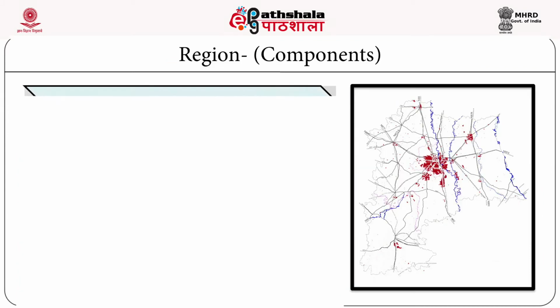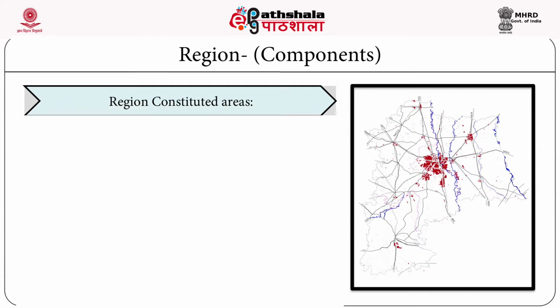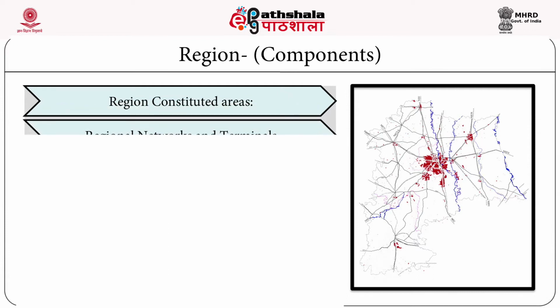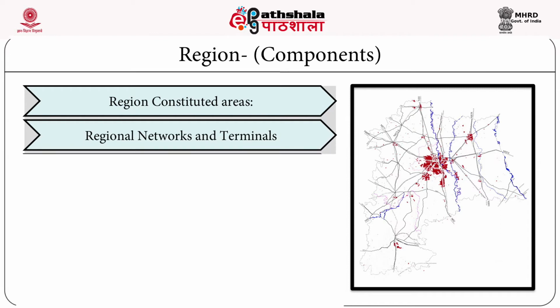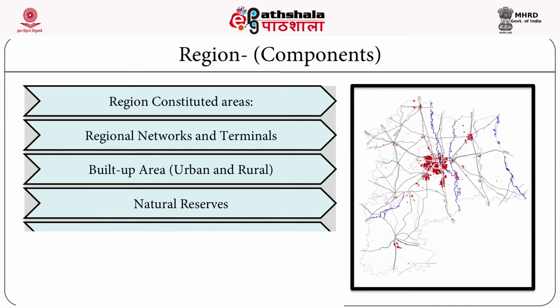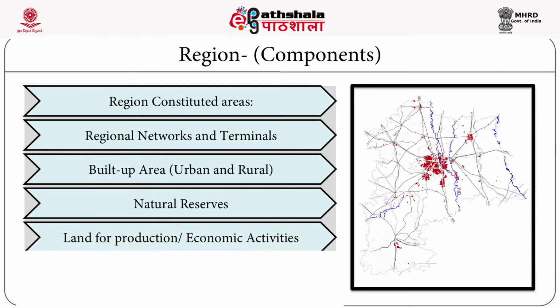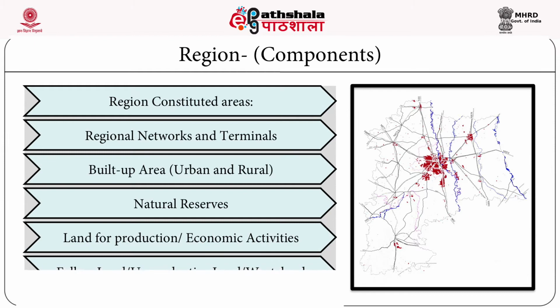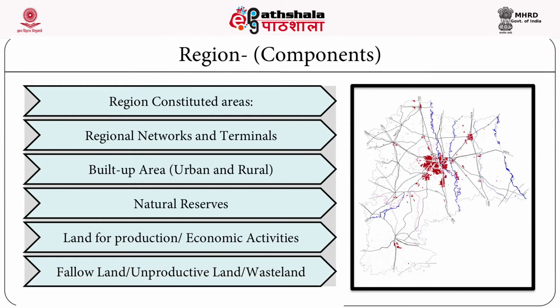So we come to the components of the region. As we said earlier, there is a regional network and terminals, you can see from this drawing. Then there is built up area, urban and rural, urban settlements, rural settlements. Then there are natural reserves. Then there is agricultural land, that is land for production and economic activities. There are also industrial areas within the region which are set up. Then there is fallow land or unproductive land or wastelands. So these are the components of a region, and as I was stating earlier.